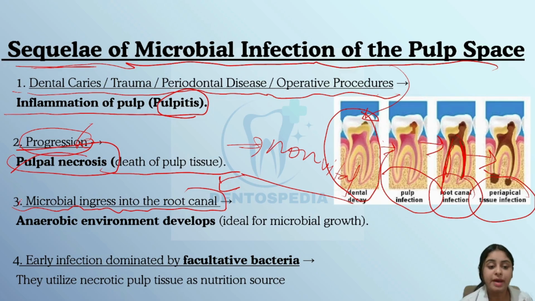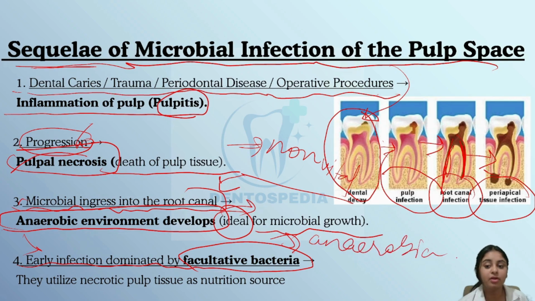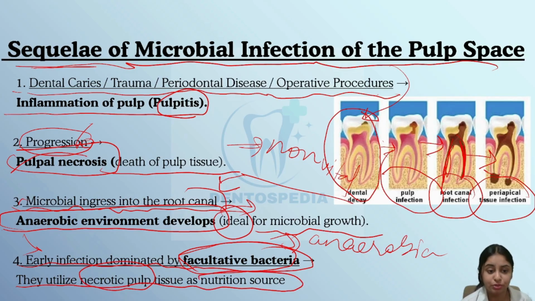These microbes enter into the root canal. An anaerobic environment develops here, and this anaerobic environment is ideal for microbial growth. Early infection is dominated by facultative bacteria. What are facultative bacteria? They mostly grow in anaerobic conditions, but they can also survive in the presence of oxygen. They are best suited for anaerobic conditions, but can also grow in the presence of oxygen, and they utilize the necrotic pulp tissue as their nutrition source.